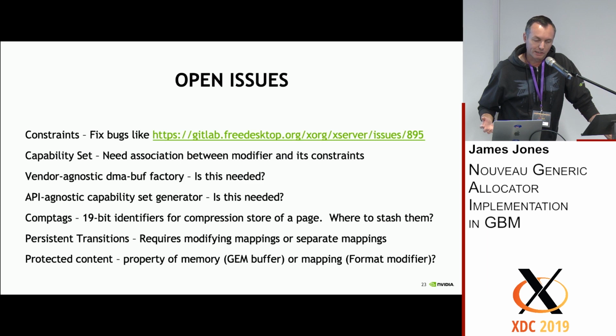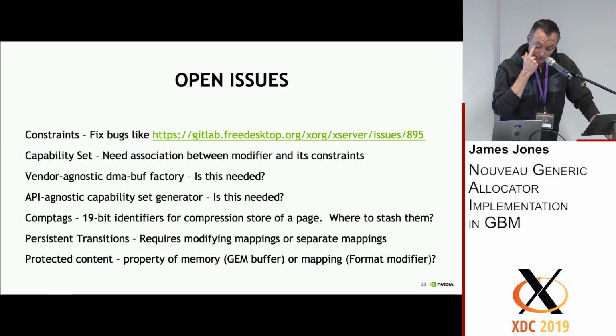And once you have constraints, you have to reintroduce capability sets. So you do need this container of constraints and how they match up to a given list of capabilities. So even if the capability is just a single format modifier, at least on our hardware, the constraints are different depending on which particular format modifier you're using currently.